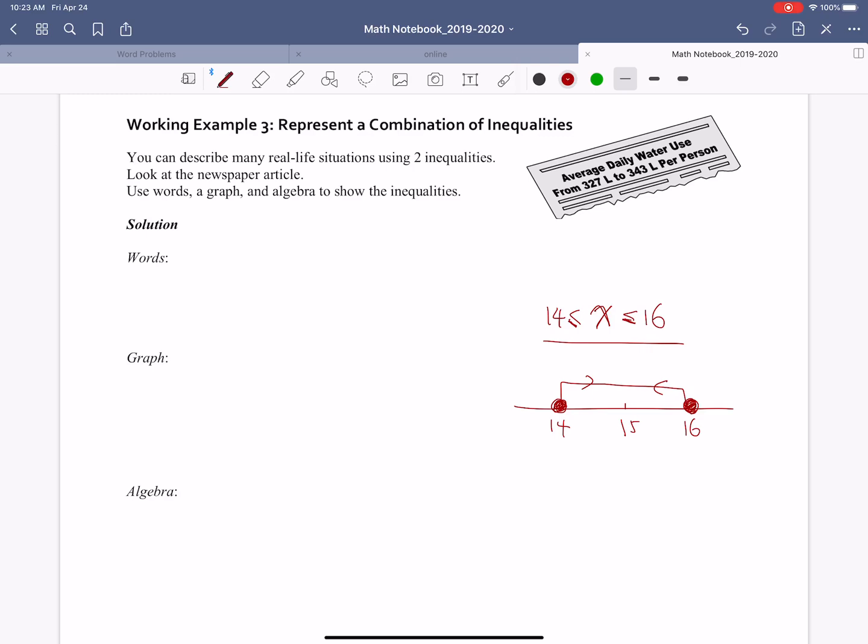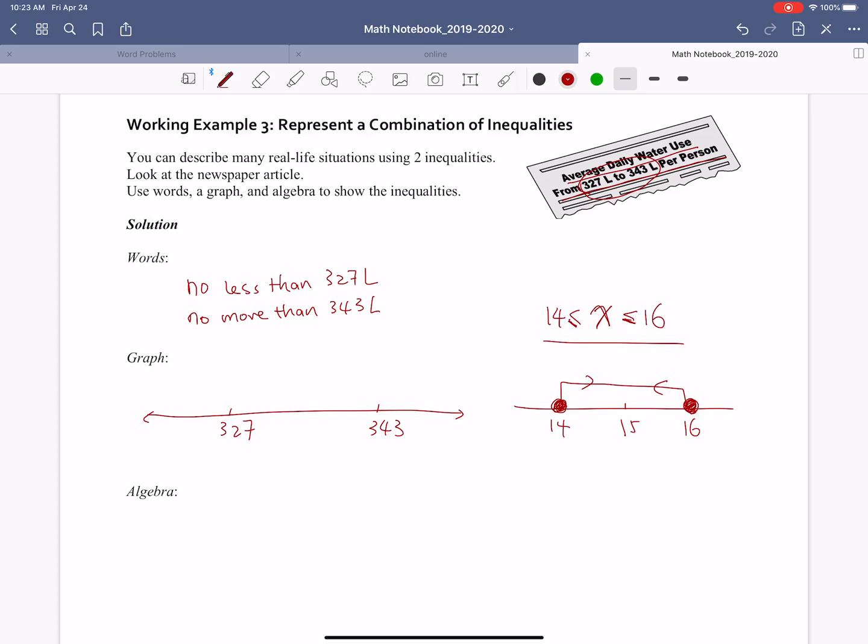So look at this example here. Look at the newspaper article. Daily average water use from that much to that much per person. So a range is between this and this. In words, it's no less than that much and no more than 343 liters. The graph should be, in this case, 2 boundary points.